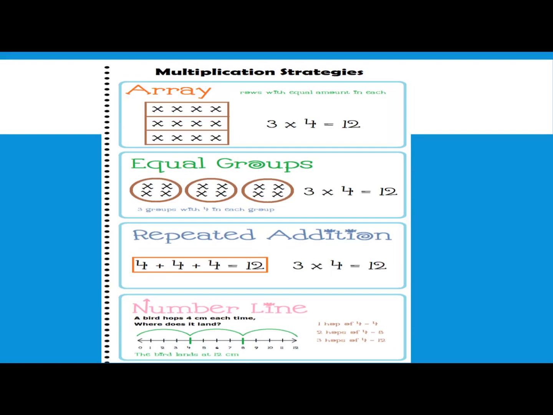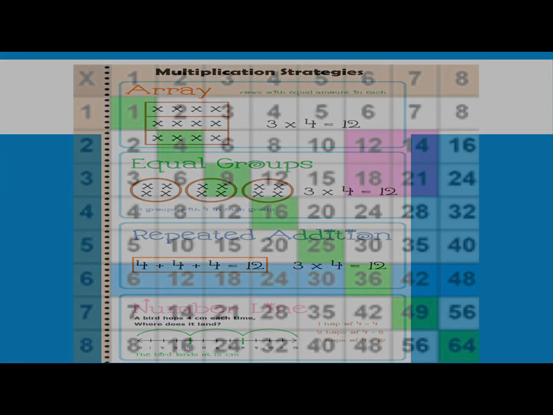Similarly, equal groups. How can you do this? There are 3 circles, and in each circle there are 4 x. So 3 into 4 is equal to 12. Here it is nothing but repeated addition: 4 plus 4 plus 4 is equal to 12. And just now I have already shown you the number line. Draw the number line for 3 into 4. Do it, children.